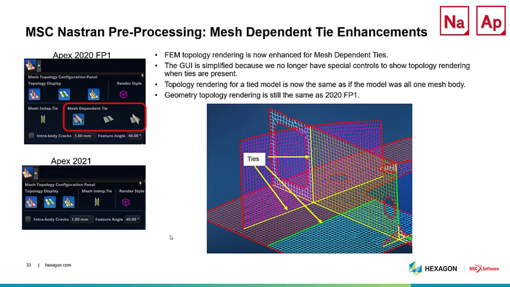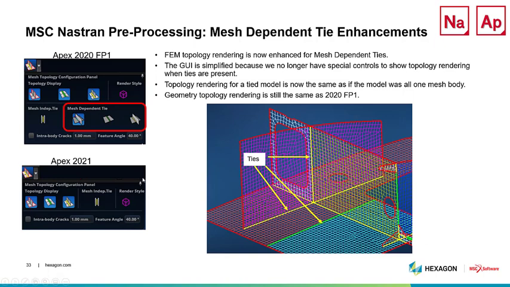Now, an additional update to MSC Nastran is mesh-dependent tie enhancements. In Apex 2020 Feature Pack 1, up in the top visualization toolbar, you saw this icon that kind of looked like a T-junction of elements. And if you hit the arrow next to it, you had all of these different options, including 3 different renderings for mesh-dependent ties. Well, we simplified it.